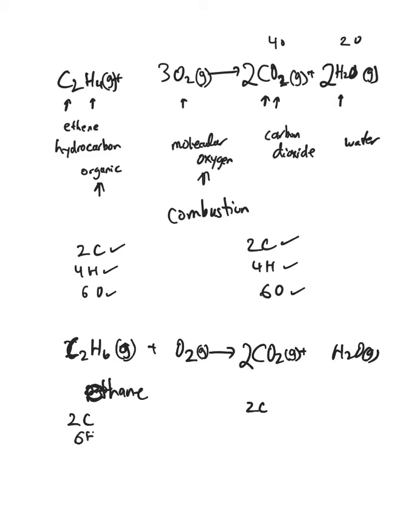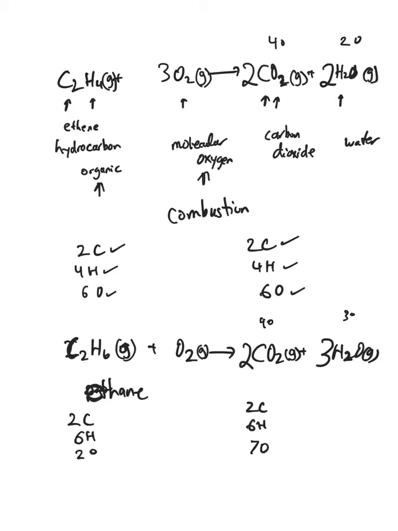6 hydrogens on the left. I've got 2 hydrogens in the water. Can't change the subscript. I can only change the coefficient. We'll put 3 out front. That gives me 6 hydrogens on the product side. I've got 2 oxygens on the reactant side. On the product side, I've got 2 times 2 or 4 oxygens in the carbon dioxide and 3 oxygens from the water. That gives me 7 oxygens. So I'm not balanced.